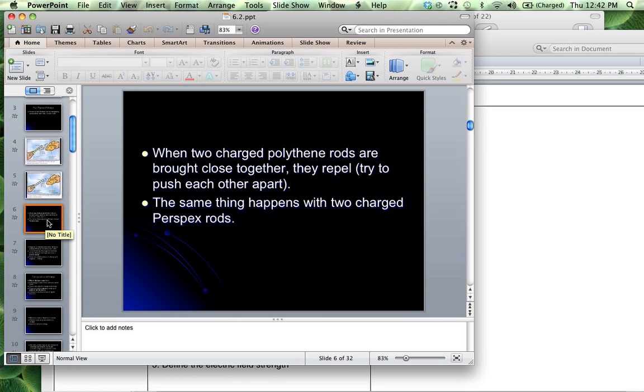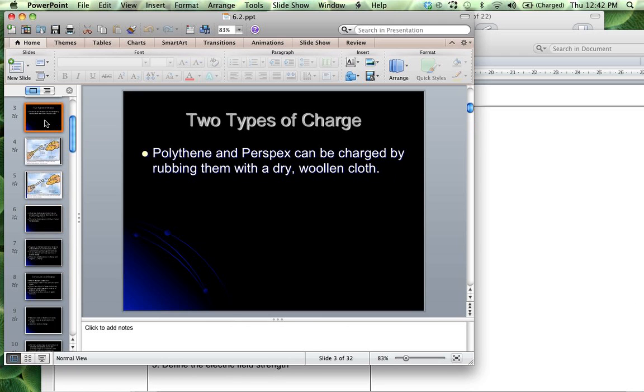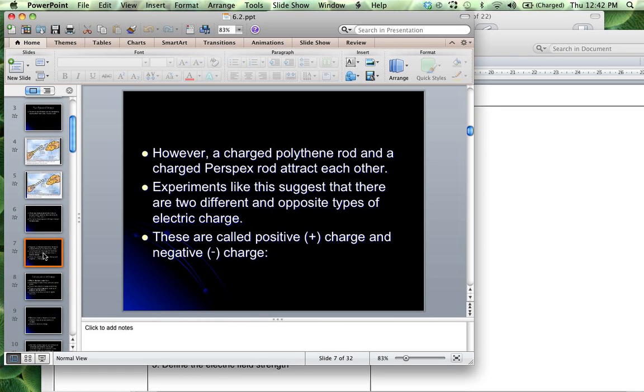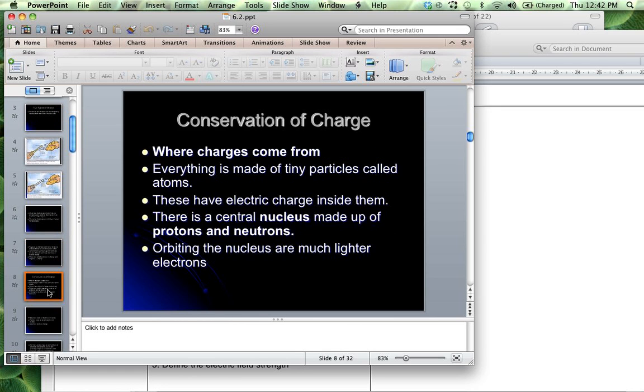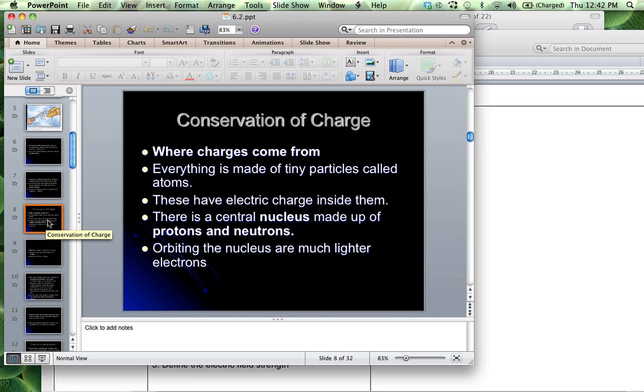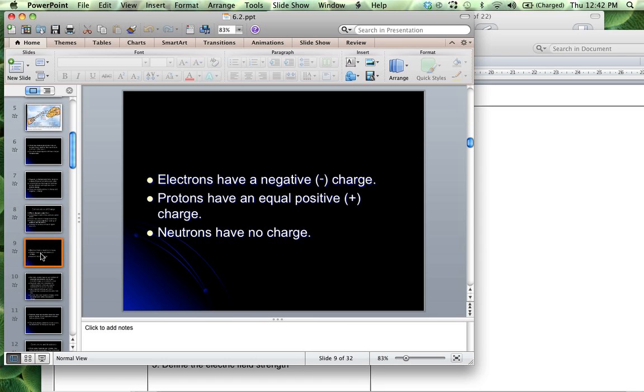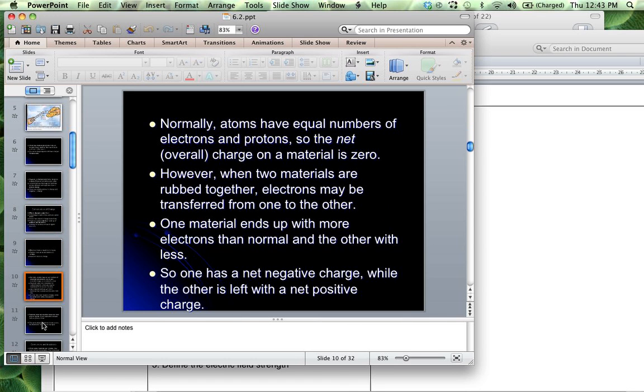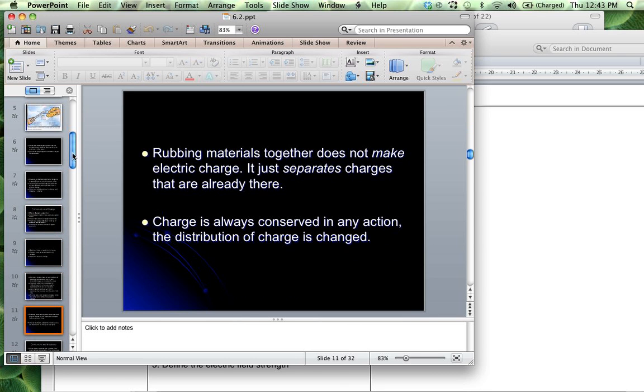There's a whole thing about what a conductor is and what an insulator is, and so forth. This is looking at the conservation of charge, going down here, what I've just been talking about. So there's a lot of information here in the PowerPoint if you can use that. Okay.